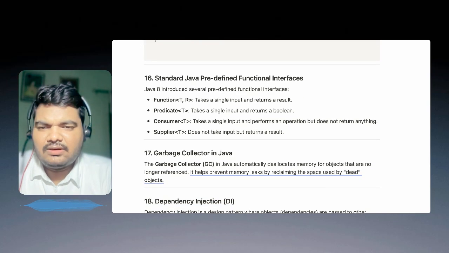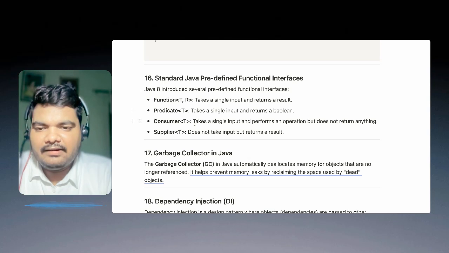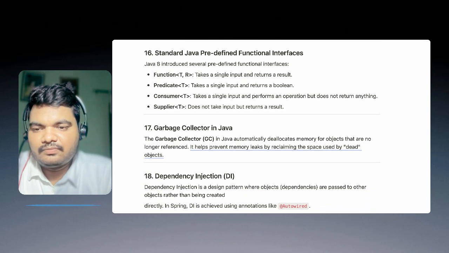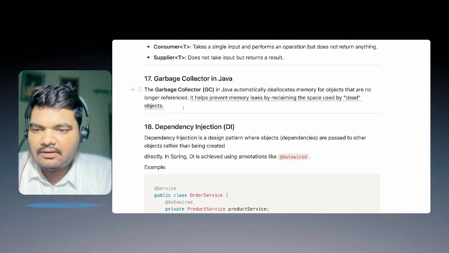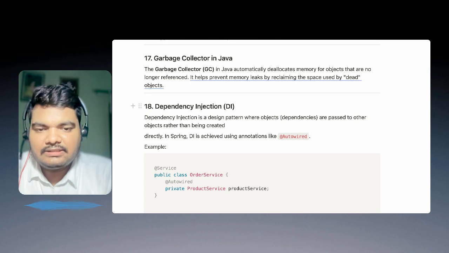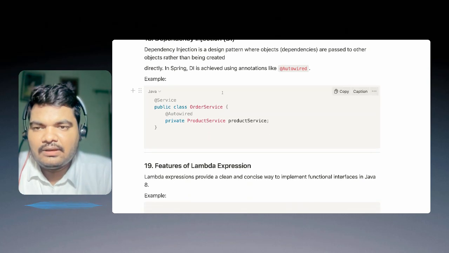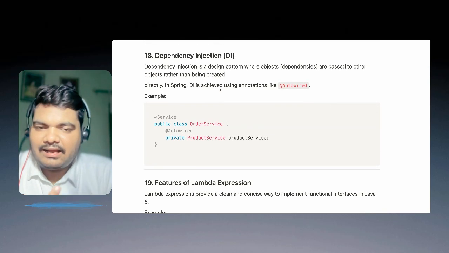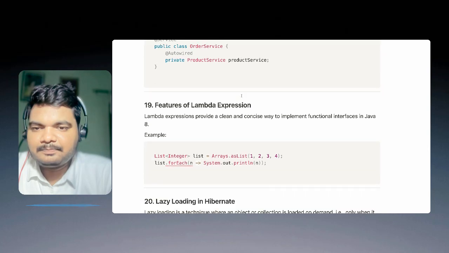There are a lot of questions on Java 8 features. One such was, what are the predefined interfaces? We have these four predefined interfaces in Java. There are several, but you must know these four. Then, what is the garbage collector in Java? A basic example. Dependency injection is very easy, but asked most of the time. Using the @Autowired annotation, you can achieve it, right?